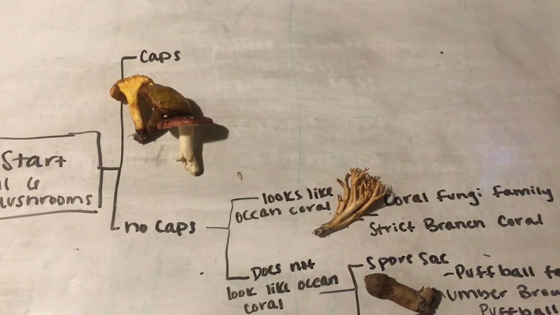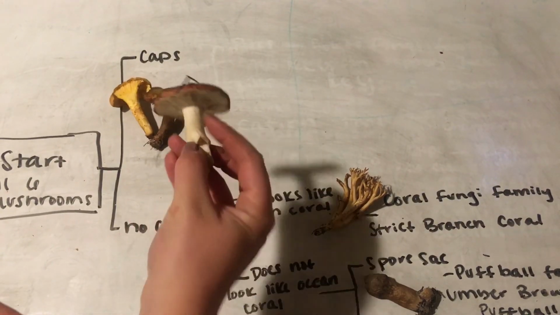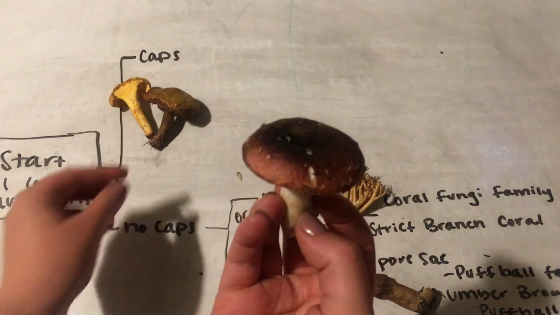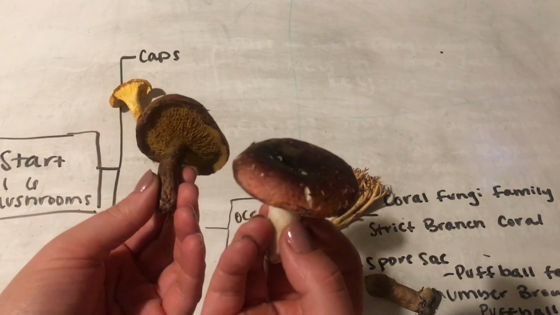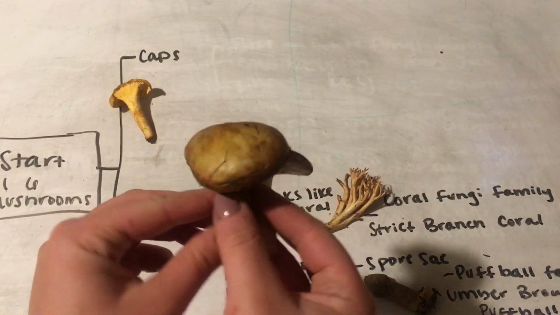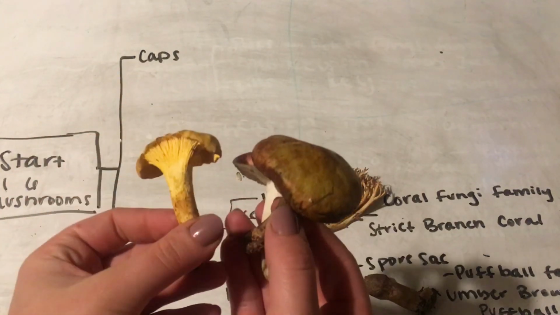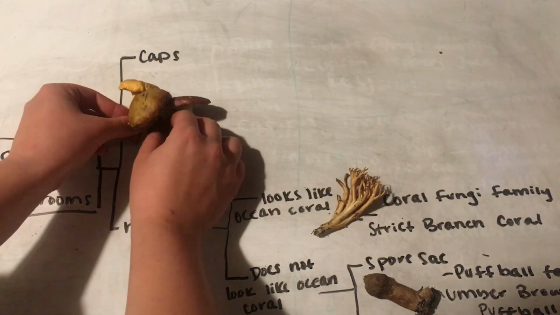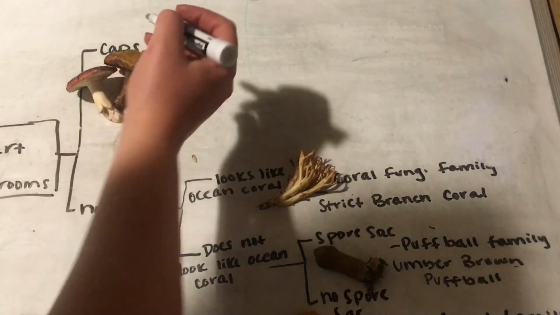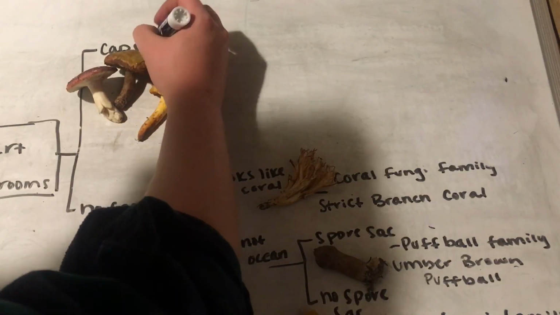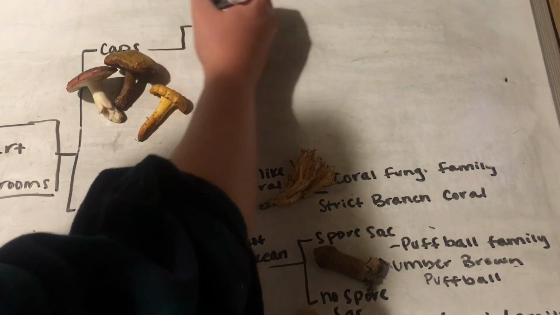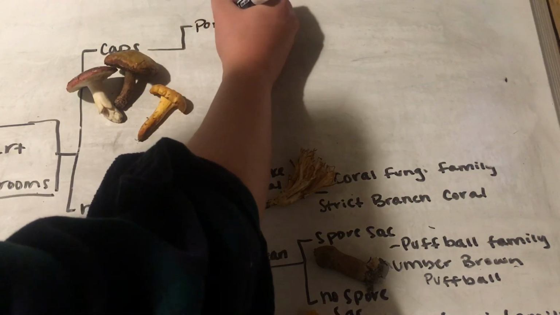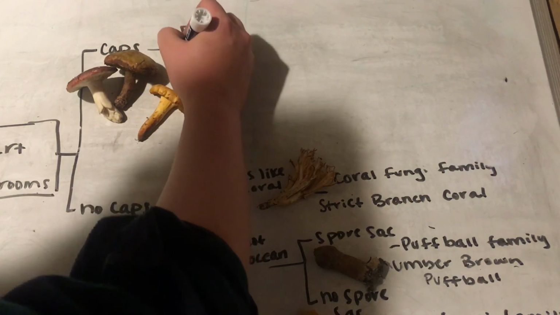Now that we've identified all of our no-capped mushrooms, it's time to head back to our cap mushrooms. All 3 of these mushrooms look very different. If you look underneath the caps, 2 of the mushrooms have gills and 1 has pores. The gills are the long stripes, where the pores are the small holes that look and feel like sponges. That's going to be one of our first key breaks, that some of the mushrooms have pores and others have gills.